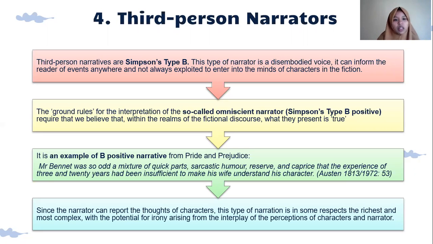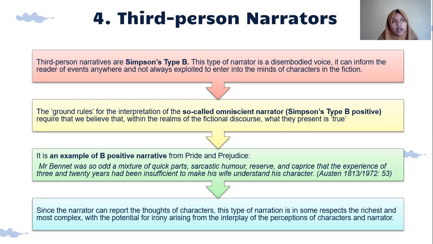And the ground rules for the interpretation of the so-called omniscient narrator, or Simpson's type B positive, require that we believe that within the realms of fictional discourse, what they present is true. So, with omniscient narrators, the narrators can tell everything about the characters in the story. And here is an example of B positive narrative from Pride and Prejudice. Mr. Bennet was so odd a mixture of quick parts, sarcastic humor, reserve, and caprice that the experience of 23 years had been insufficient to make his wife understand his character.